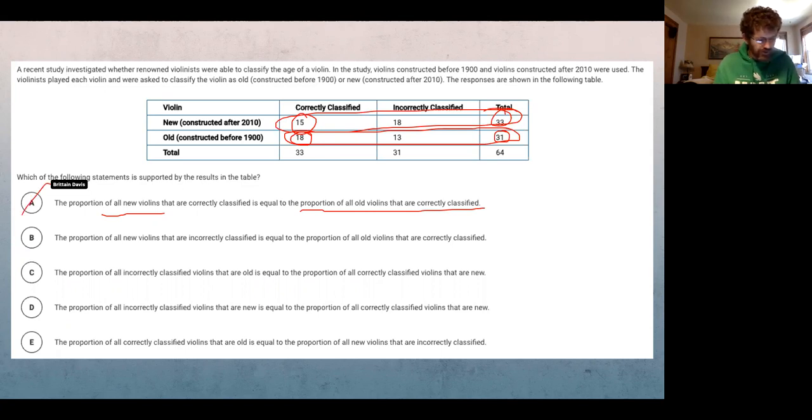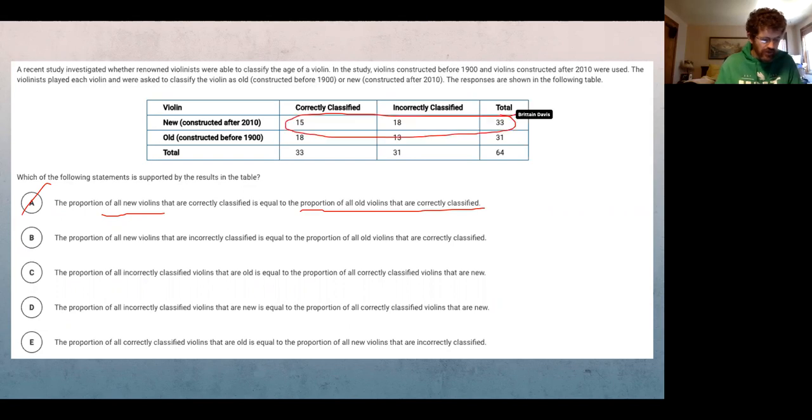Proportion of all new violins that are incorrectly classified. Now it's good to draw on the two-way table as you're doing this. I know you don't have it in front of you, but you can follow along with what I'm doing here. The proportion of all new violins that are incorrectly classified, so that's 18 out of 33, sorry, is equal to the proportion of all old violins that are correctly classified. Old violins correctly classified is 18 out of 31. Very close, but it's not the same proportion. So again, that one's not true.